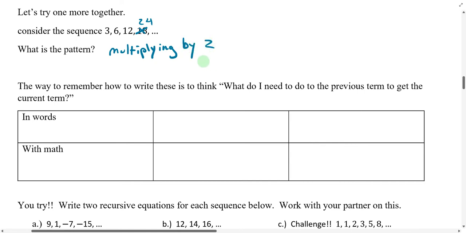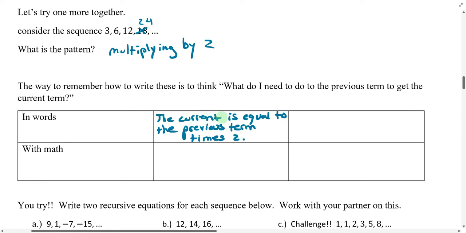Now the nice thing about the recursive equations is that it doesn't matter if it's adding or multiplying, we're essentially going to do the same thing to write our recursive equation. We don't have to worry about different formats. All right, so again, the way to remember these is to think, what do I need to do to the previous term to get the current term, right? So in words, the current term is equal to the previous term times 2. Okay, so whatever the term was before it, I multiply it by 2 to get to the current term.